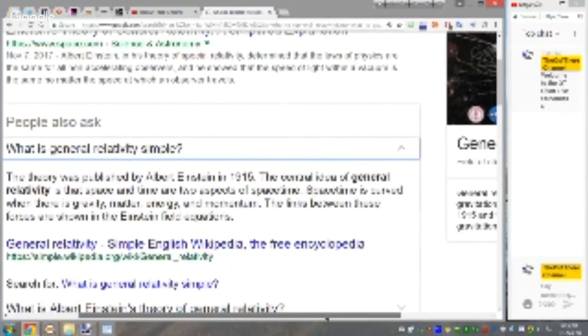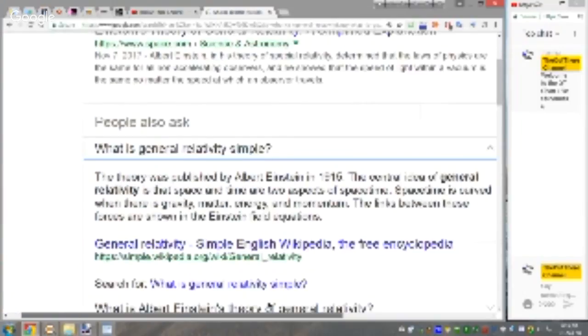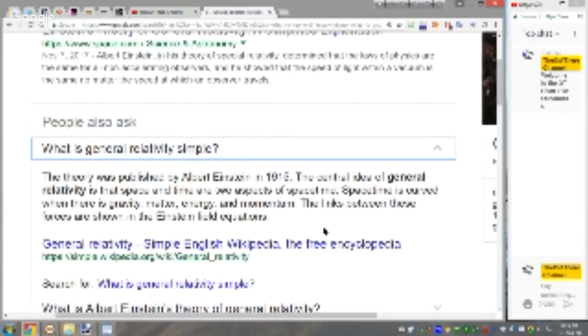The theory was published by Albert Einstein. The central idea of general relativity is space and time are two aspects of space-time. Space-time is curved when there is gravity, matter, energy, and momentum. The link between these forces is shown in Einstein's field equations.